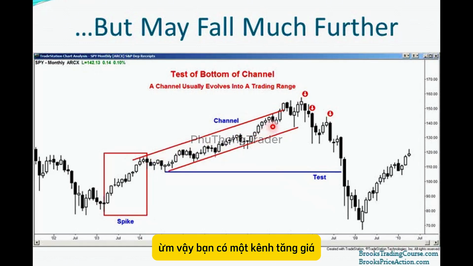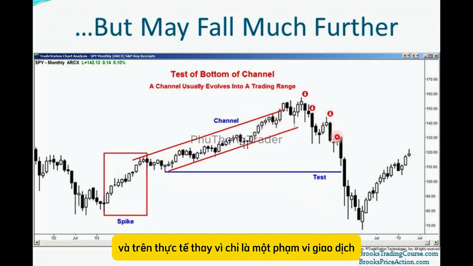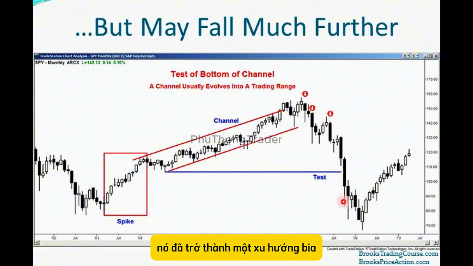So you have a bull channel evolving into a trading range, and in fact, instead of just a trading range, it turned into a bear trend.